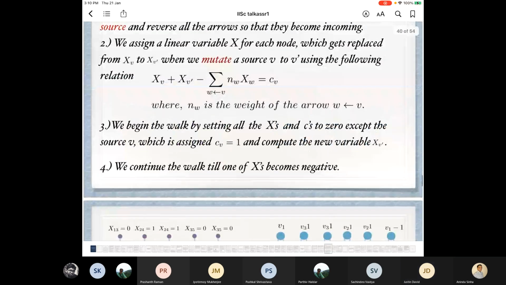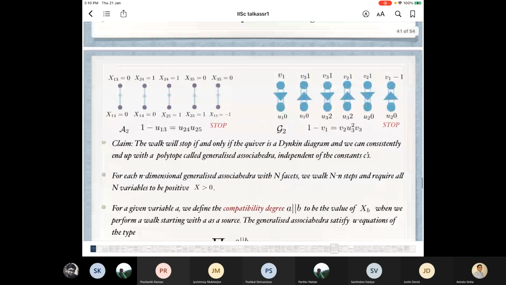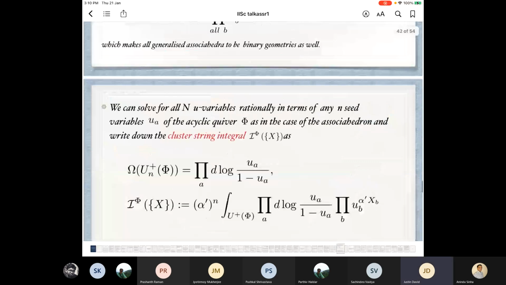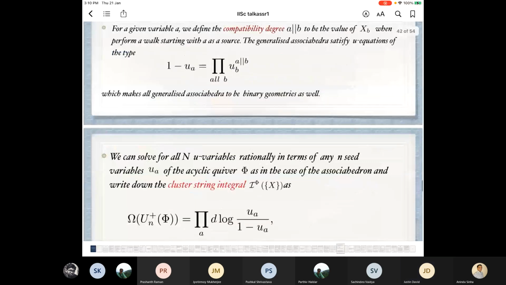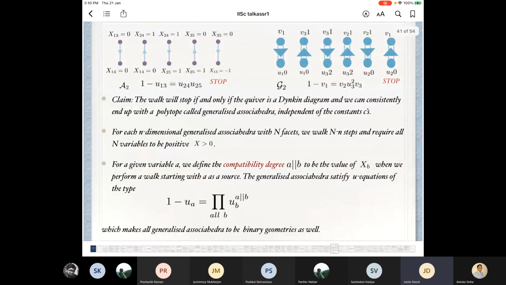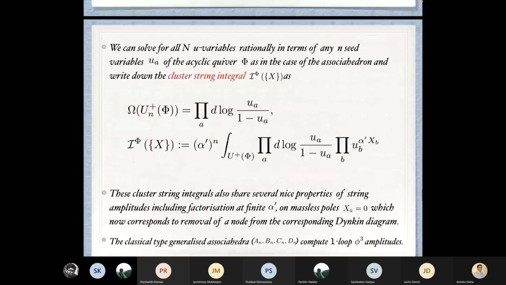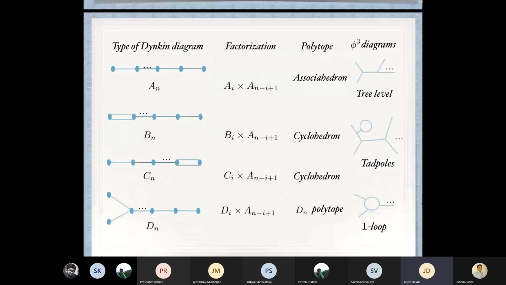I'm not going to go into the details, but the point is that all of them are also binary. They satisfy all the properties that open string integrals did. They satisfy U equations which are slightly more general, where instead of just being products of U's, you have some powers. And in fact, you have such objects associated to all the cluster algebras, which are labeled by Dynkin diagrams. And the classical ones, ABCD, have information about one loop, phi-cubed amplitudes.